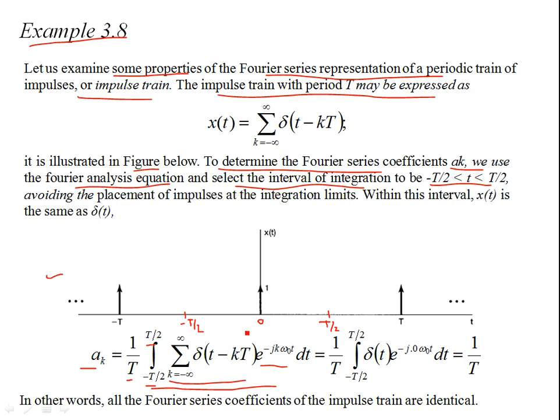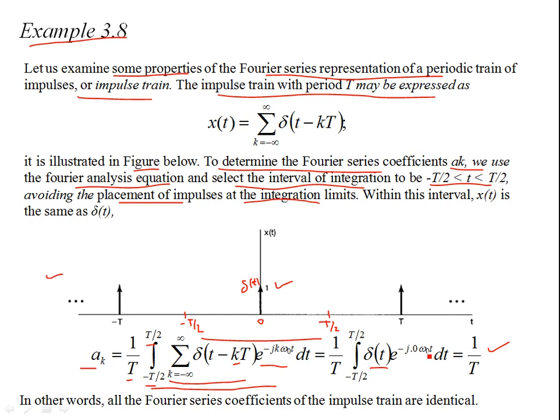Over this period there's only one impulse that I can see. Okay, there's no other impulse, so k is 0. If you substitute for k equal to 0, the summation vanishes. You're left with delta(t), and you know the area under the Dirac delta function is 1 over T. Okay, so what we have done is we have avoided the placement of impulses at the integration limits. So within the integration limits from minus T by 2 to plus T by 2, there is only a single impulse, so that is delta(t). Okay, and delta(t) multiplied by e^(-jk omega naught t), by the shifting property, delta(t) only exists at t equal to 0.